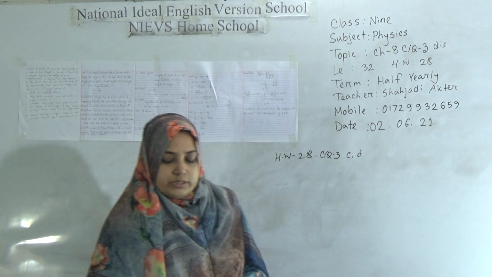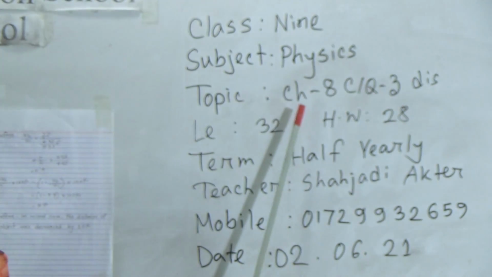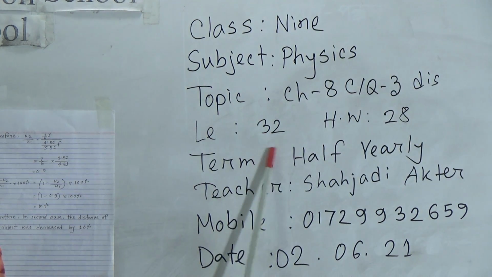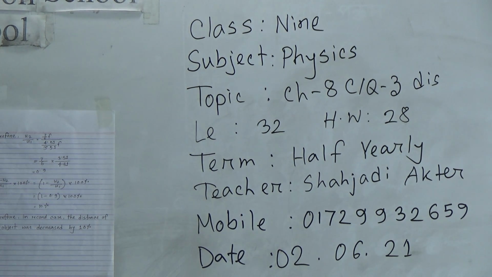Today I am going to take a physics class for class 9 students. My dear students, our today's topic is Chapter 8, CQ3 discussion, and today's lecture number 32, SW number 28. My dear students, let's start our class. This is CQ3. At first, see the stem.